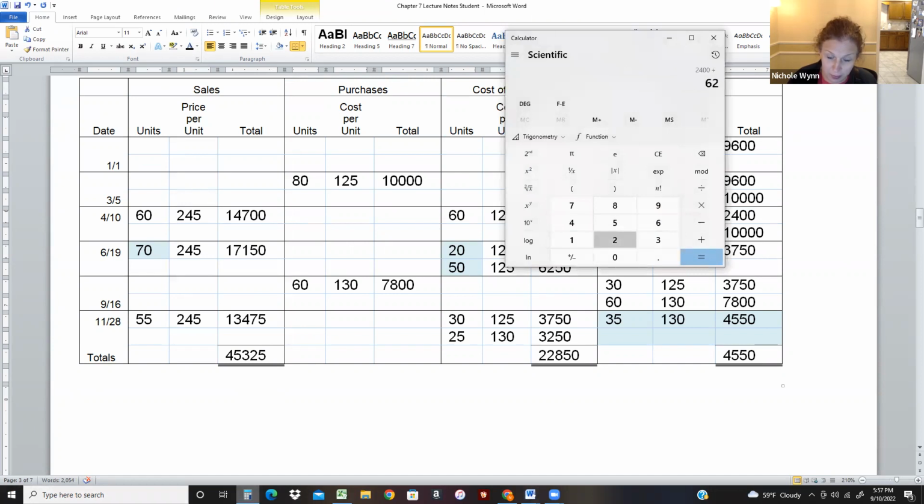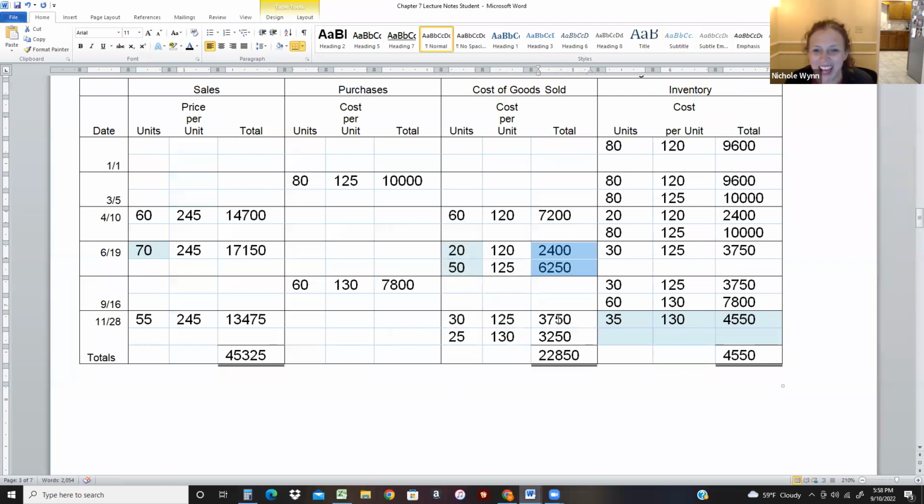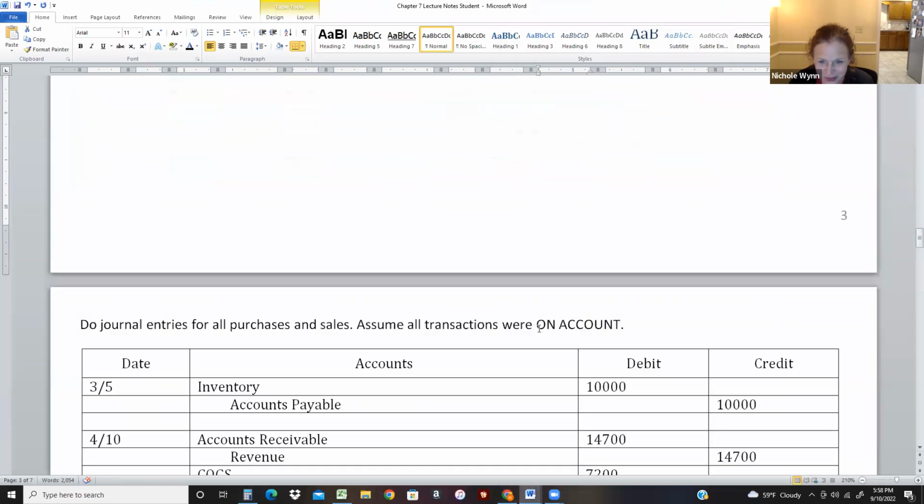I think that's what it says. Now I'm a little bit worried about it. So this is all in my way. I can't seem to get a hold of it. Okay. So 2,400 and 6,250. Okay. So it said 8,650.